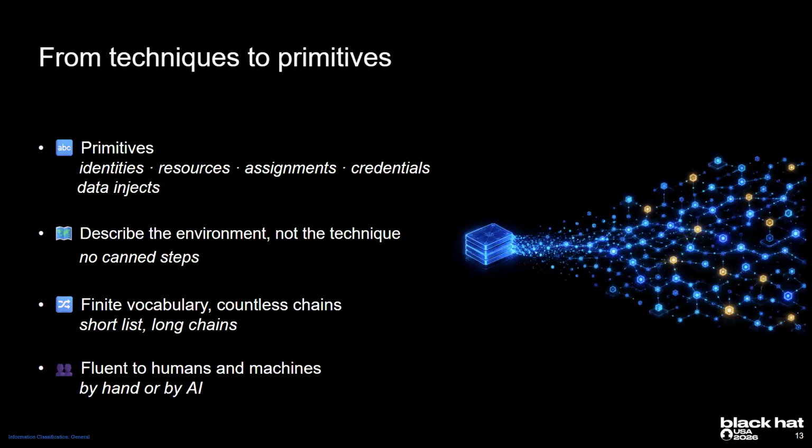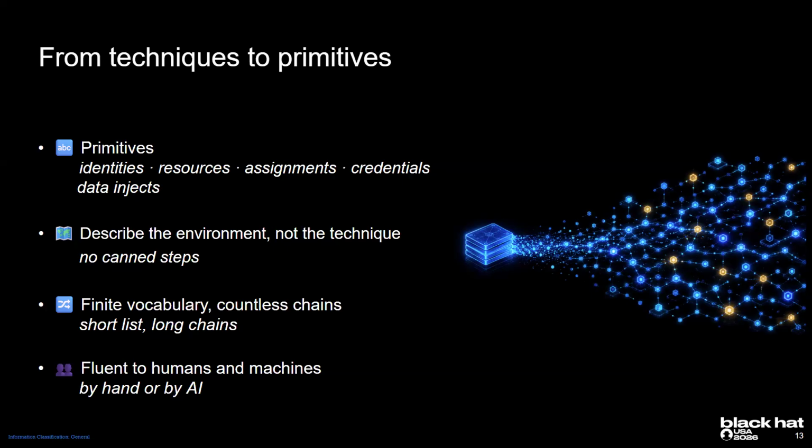This is where I implemented a re-engineering of the YAML configuration file. If you think about it, each one of these supported privilege escalation techniques is actually composed of a handful of primitives, like defining the identities, the resources, the assignments, the credentials, the planted secrets. That's the whole vocabulary that we can expose to an LLM and allow it to chain them in interesting ways.